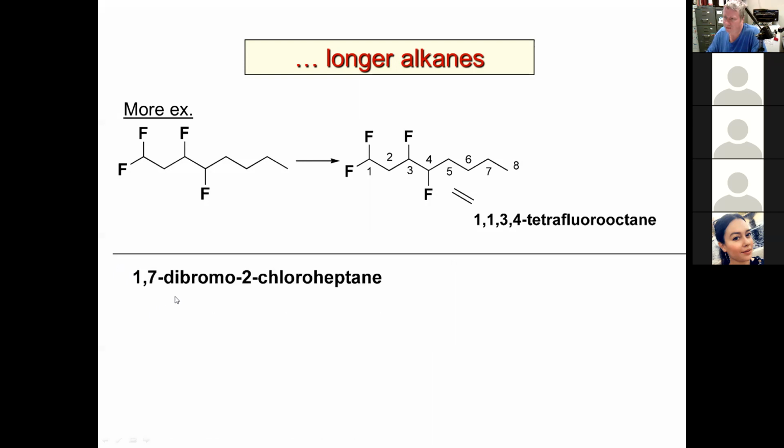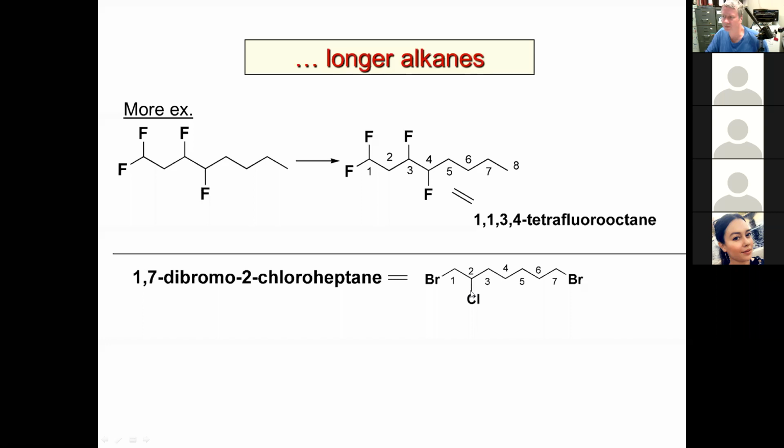How about 1,7-dibromo-2-chloroheptane? Let's draw that guy out. How many carbons? Heptane is 7, right? So we start with a 7 carbon zigzag. Well, can we not give it away? It looks like we have a bromine on 1 and 7 and a chlorine on 2. So it's actually really easy to draw. Start with a zigzag skeletal structure, bromines on 1 and 7 and chlorine on 2, all right?